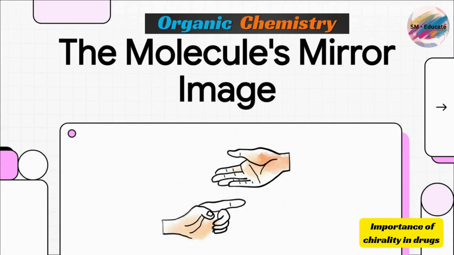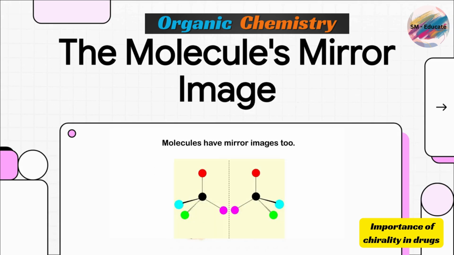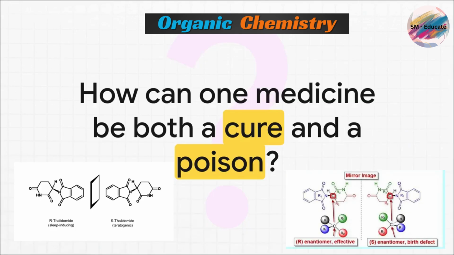All right, let's dive into a really fascinating molecular mystery. It's a story that shows how the tiniest change in a molecule's shape, literally its mirror image, can be the difference between a life-saving medicine and a devastating poison. I know, it sounds like something straight out of a detective novel, doesn't it? How can one single medicine be both a cure and a poison?